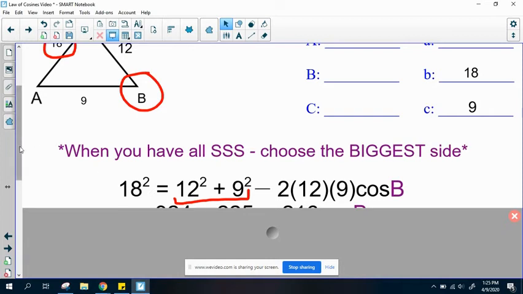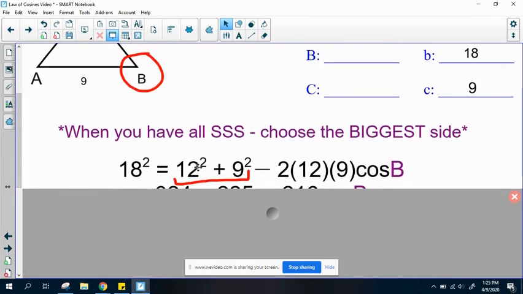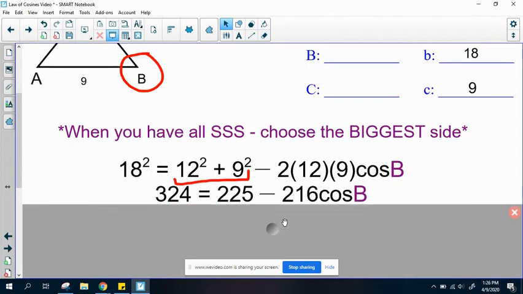So what I'm going to do is figure out what 12 squared and 9 squared are. I'm not going to add this part on, but at the same time, I am going to multiply 2 times 12 times 9. So here's kind of what I get. 18 squared is 324. 12 squared and 9 squared, I can add those together. I get 225. And 2 times 12 times 9 gives me 216.